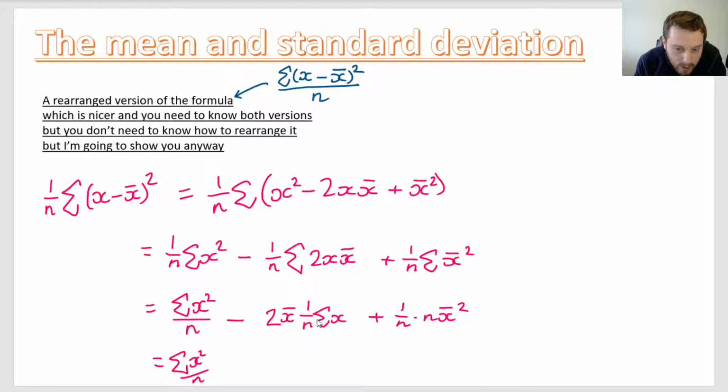This thing here, what is 1 over n sum of x? Sum of these x's. This thing here, and this is where I'm risking it all by changing colour, is actually equal to x bar. This is add up all the x's and divide by n. So this is minus 2 x bar and then another x bar. So that's x bar squared.